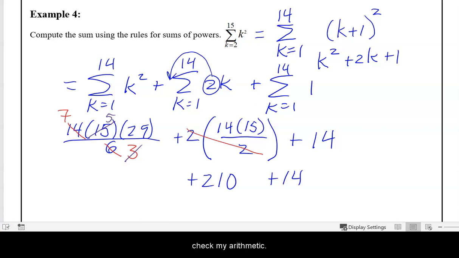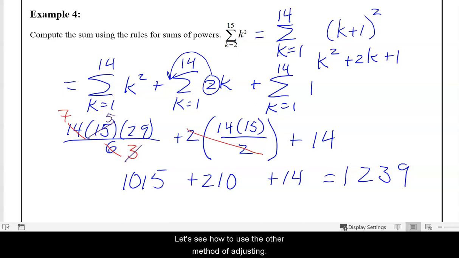Grab your calculator and check my arithmetic. You should have gotten 1,239. Let's see how to use the other method of adjusting for not beginning at 1 and see how we can use that to solve the same problem.